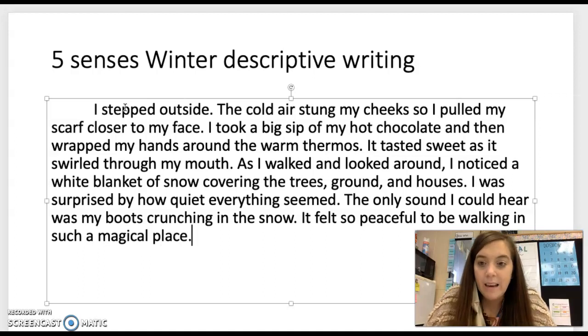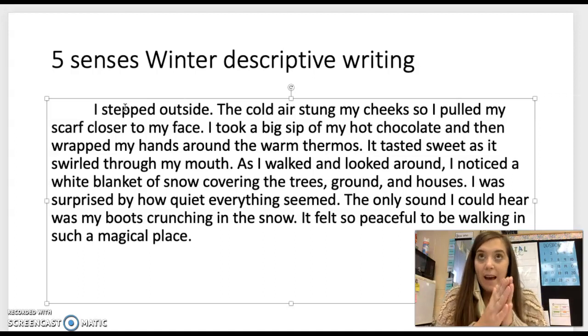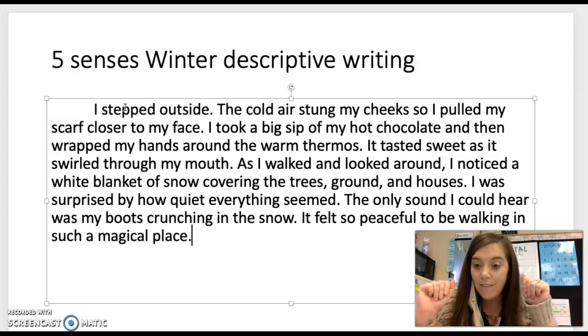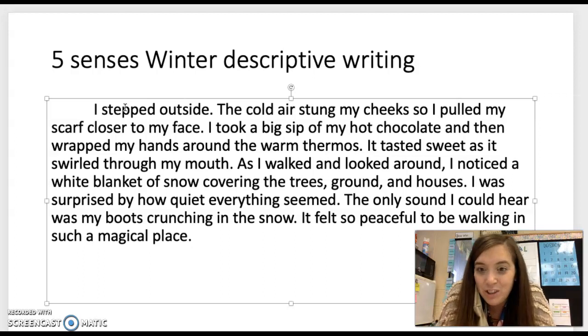All right. Now, once you get done writing your paragraph, you need to go back and you need to check it. You need to make sure that you have a beginning sentence. You mention all 5 of the senses and a conclusion sentence. Plus, you want to check to make sure that you have been descriptive, that you've made it sound the way that you want it to sound. So once you're done writing, reread what you wrote out loud to yourself.